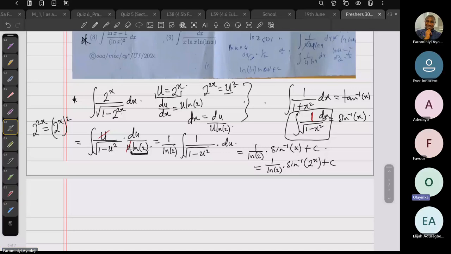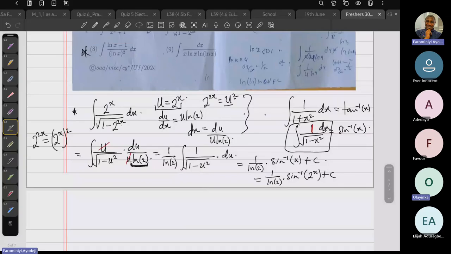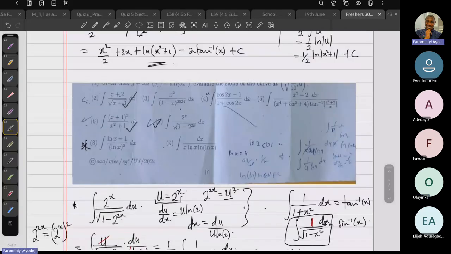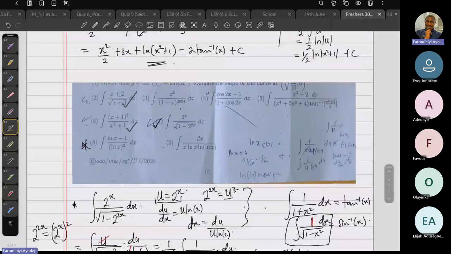Yes, sir. Now, okay, I thought you did something to the 2 raised to power 2x. It was only like u raised to power 2 that you did. Yeah, I just changed it to u squared. Okay. All right, sir. So we are done with number 7.